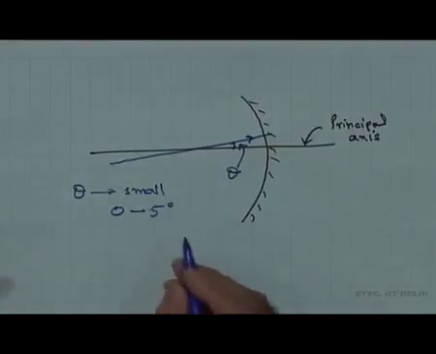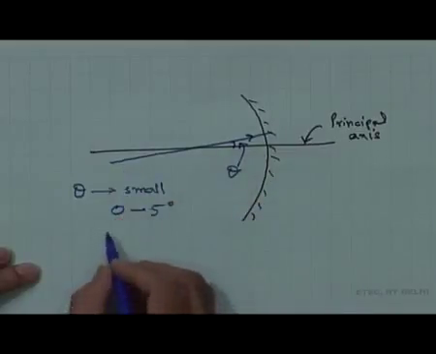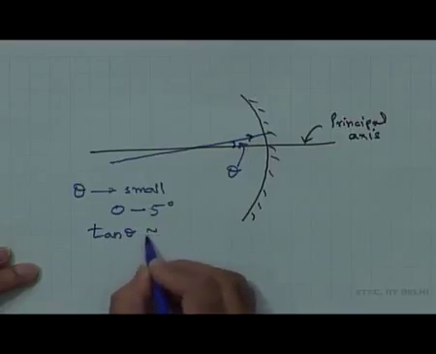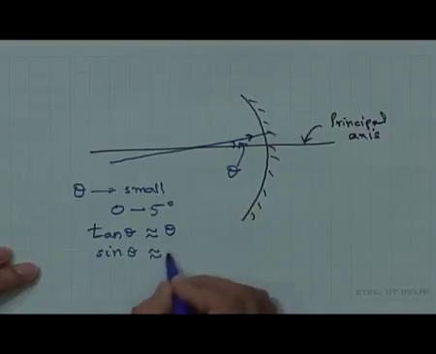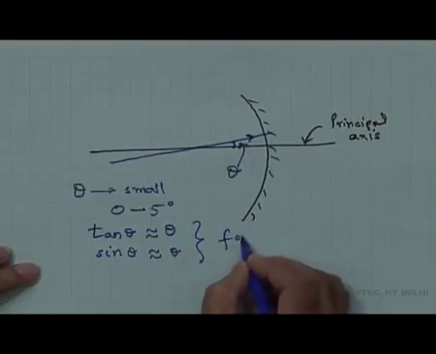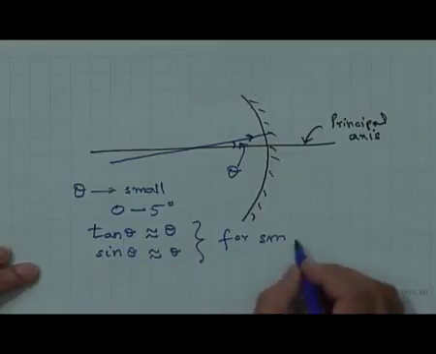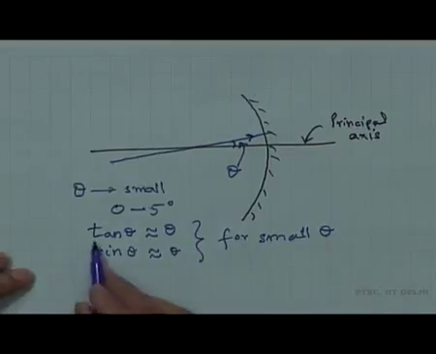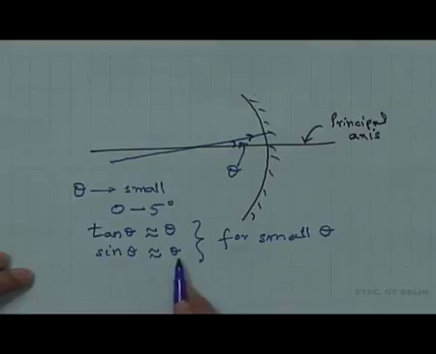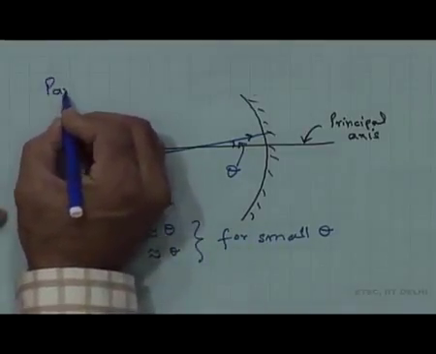Because the main point which we will use out of this paraxial approximation is whenever we have tan theta or sin theta, this is nearly equal to theta. We will use the approximation sin theta nearly equal to theta for small theta, of course, theta in radians. This is a very good approximation for small values of theta. Tan theta is nearly equal to theta and sin theta is nearly equal to theta. This simplifies the mathematics, and that is why we often resort to the paraxial approximation.